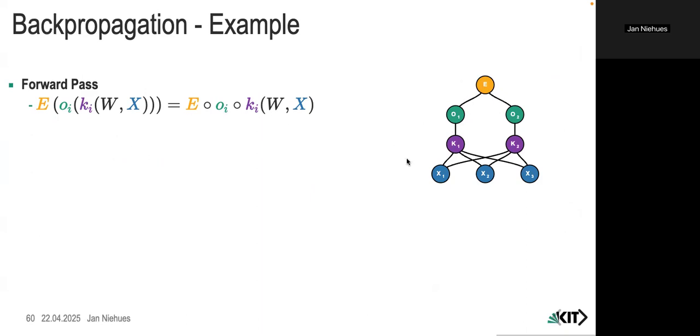So the first thing we do is calculate our forward pass, so we are calculating our error. That is the first step, meaning we give X, and then we calculate K of W and X. So this one depends on X. Then we calculate the output based on K, and then we calculate the error based on O, which means you can write it either this way or this way, like you apply these three functions, one after the other, always to the output.